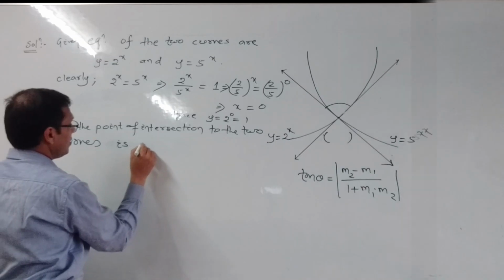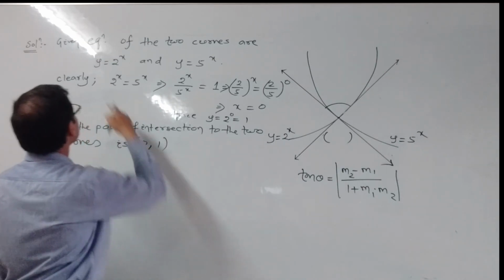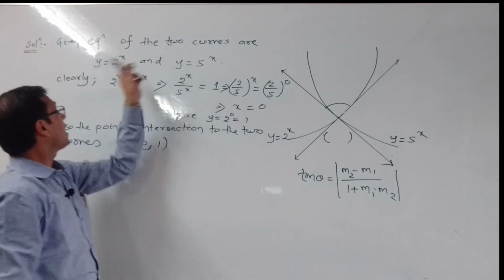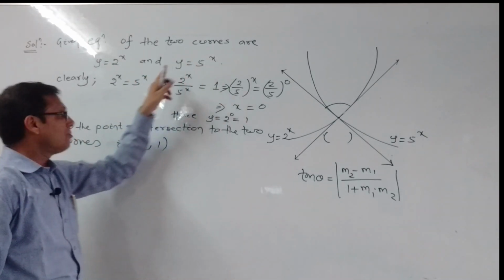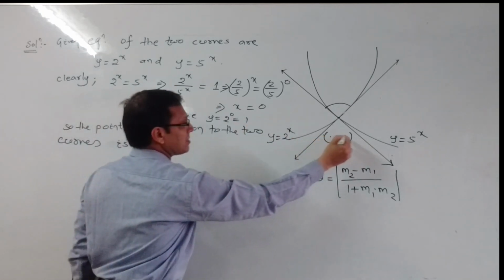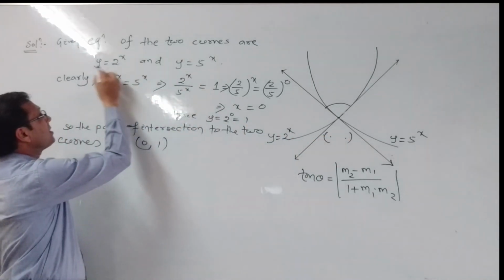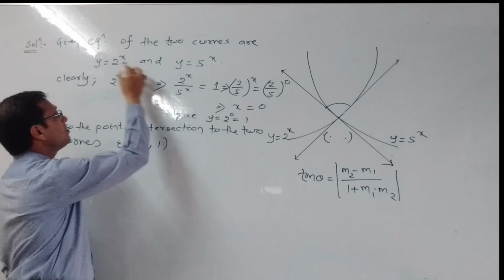The given equations of the two curves are y = 2^(πx) and y = 5^(πx). Now, to find the point of intersection, 2^(πx) is equal to y and 5^(πx) is equal to y. That means they are equal to each other.